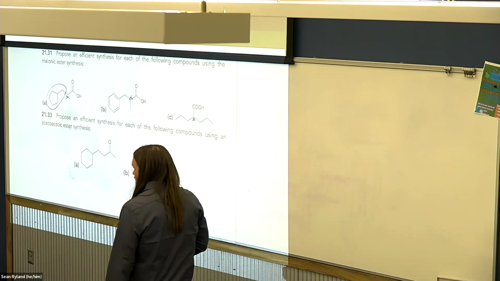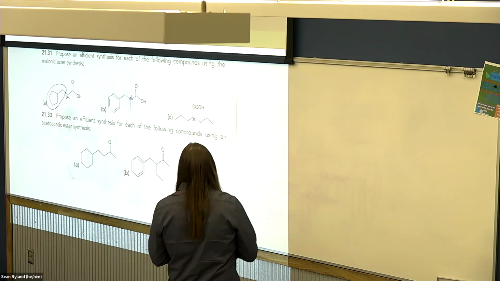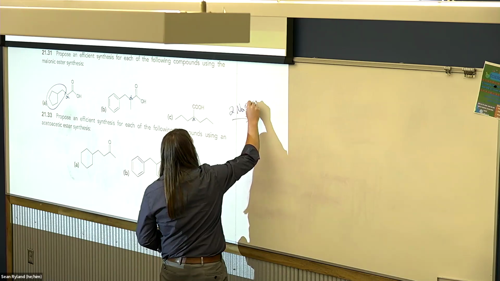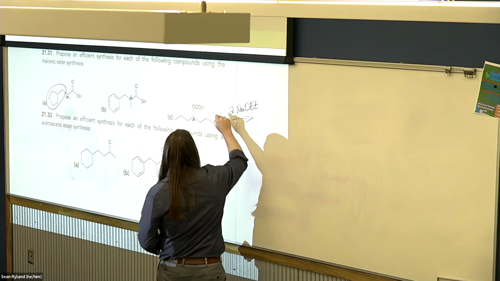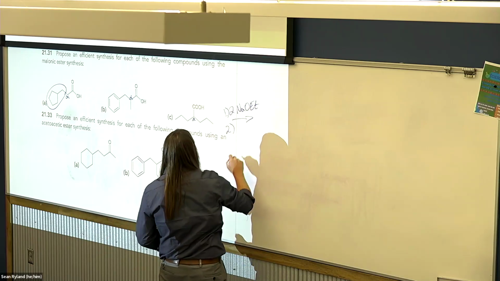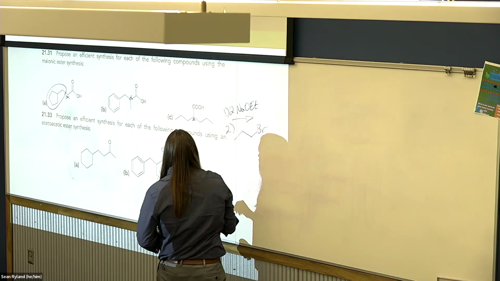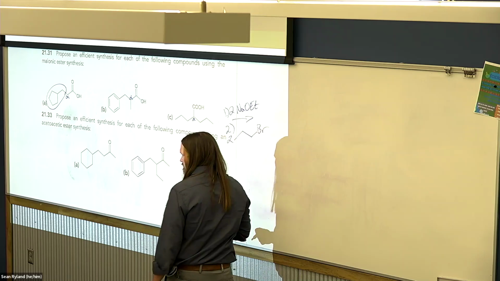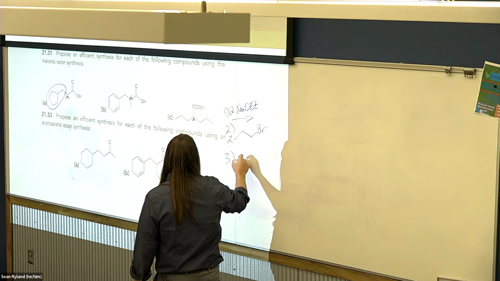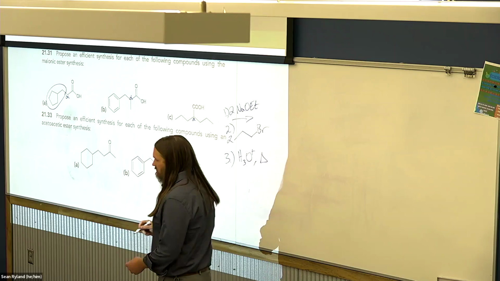C is a little bit simpler because it's the same R group added twice. So we can kind of do that at the same time. We can say 2 equivalents of sodium ethoxide and 2 equivalents of the bromopropane, followed up with H3O plus and heat.